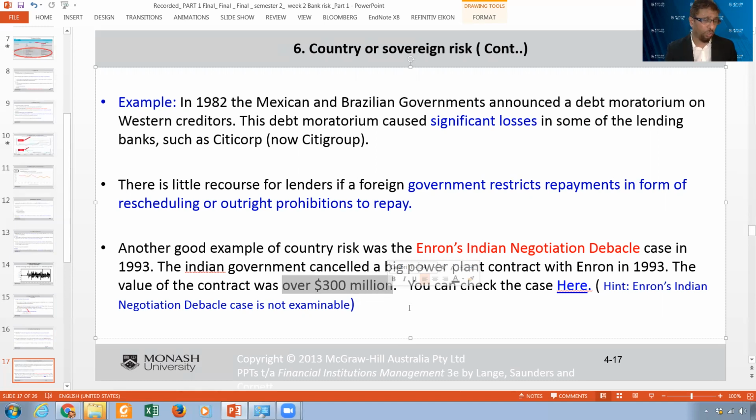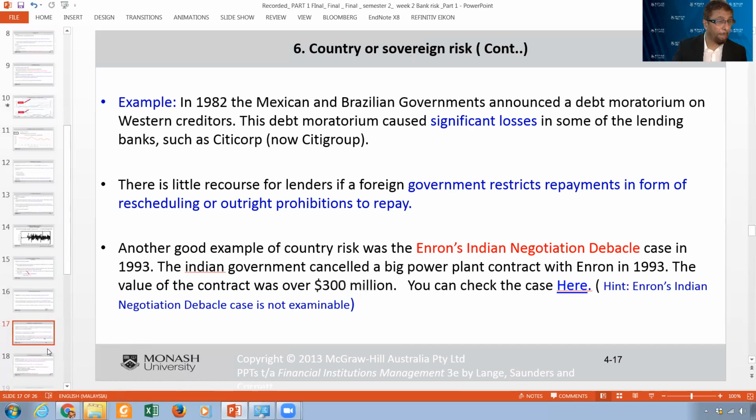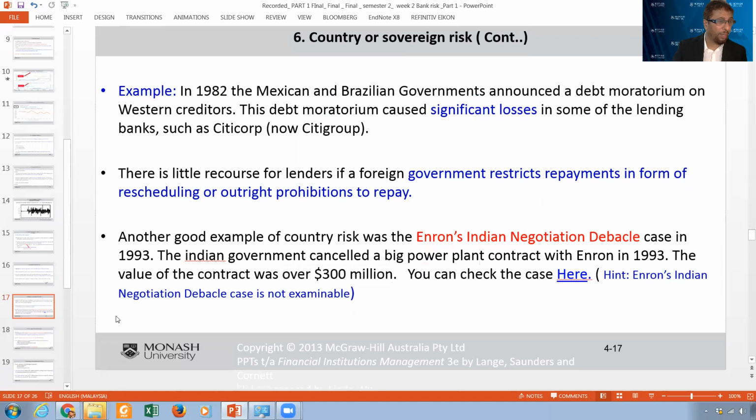Now we are not questioning what Enron has done or what the Indian government has done, whatever. We are just saying this political risk or country risk can happen for different reasons. Basically, the Indian government thought that these power plants could be built by Indians, and that they were able to do it. So that actually caused losses of around 300 million for Enron. This is an example in the book, by the way.